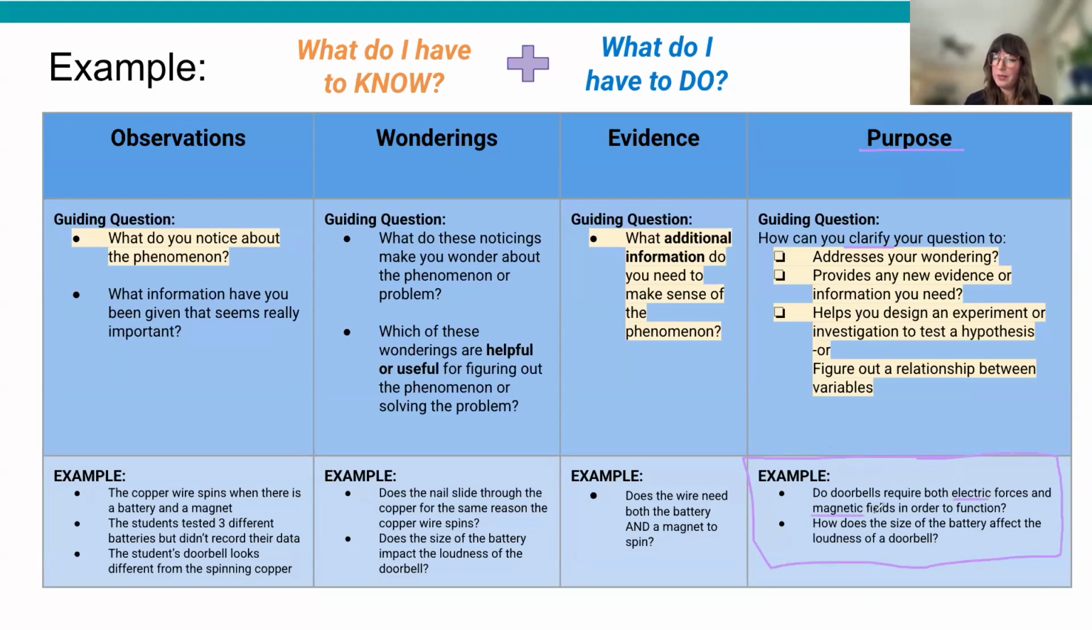So I've pulled in a little bit of my DCI language, and I want to know, do I need both a battery and a magnet for this doorbell to work? Or could I get by with just a battery, maybe? And then when thinking about cause and effect, I would be guiding my students towards that CCC, even though we're not talking about it much here.